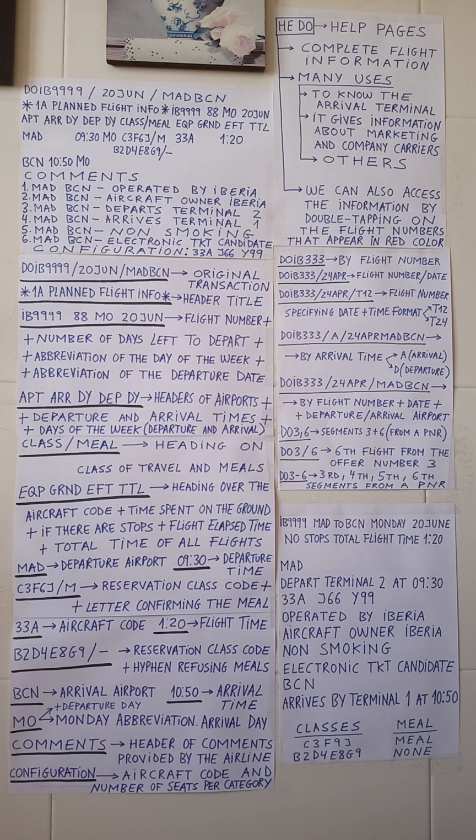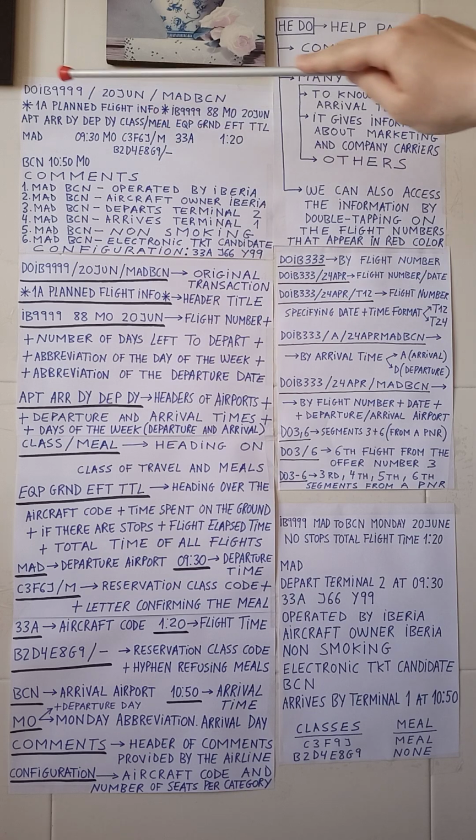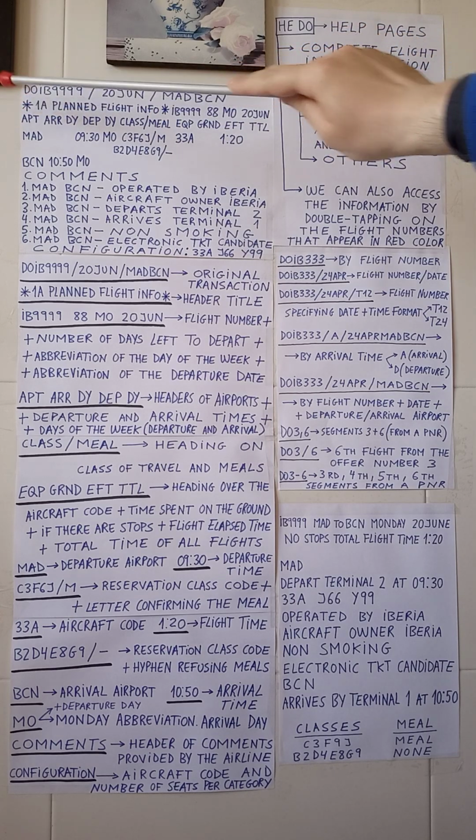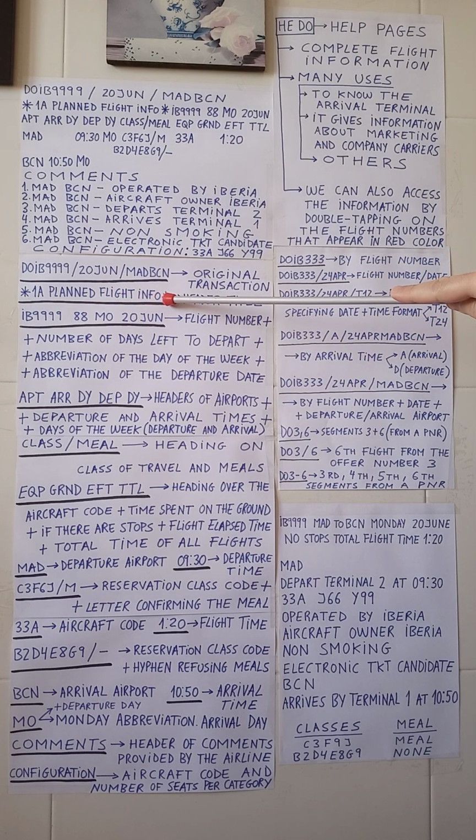The answer that Amadeus offers us. 1A planet flight info with the asterisks here and here. You can see the same information here. Is the title of the response header. This is used to indicate the name of the screen and the type of the screen.